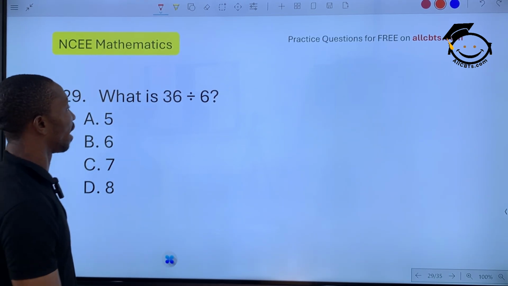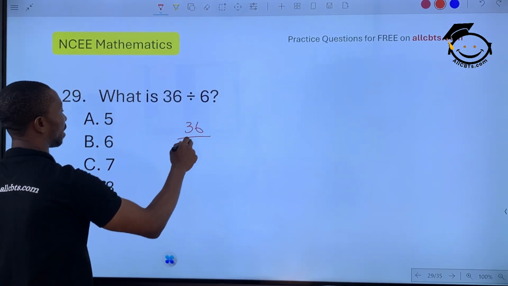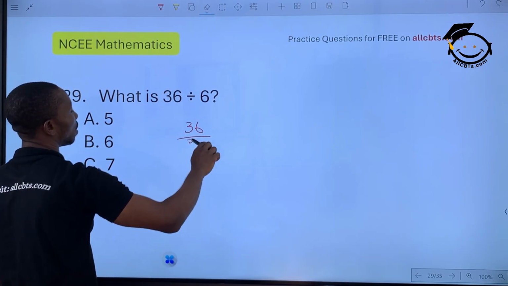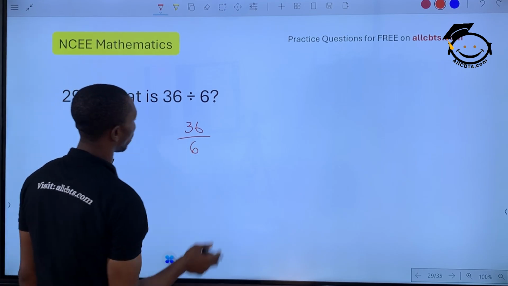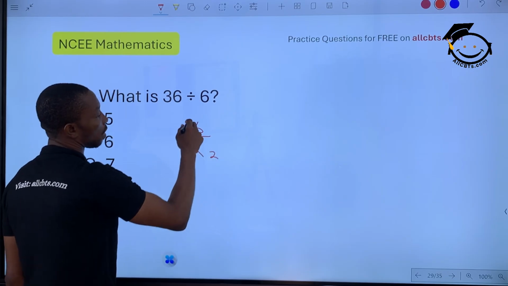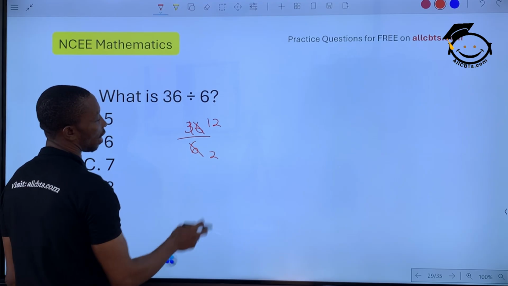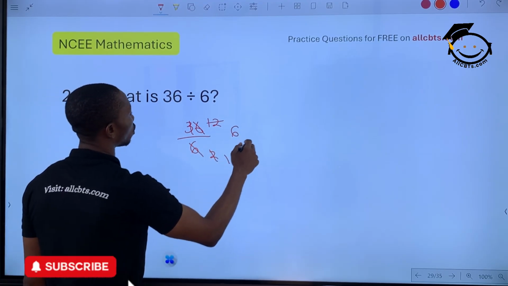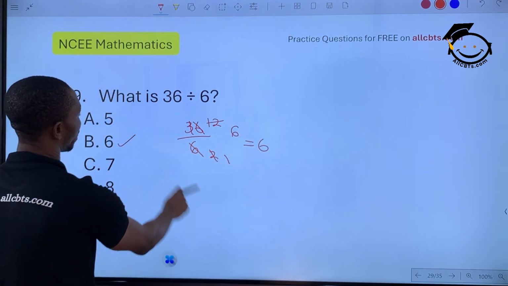What is 36 divided by 6? So we have 36 divided by 6. Alright, so let's see. 6 into 3 is 0, 6 into 36 is 6. So 36 divided by 6 would be 6.